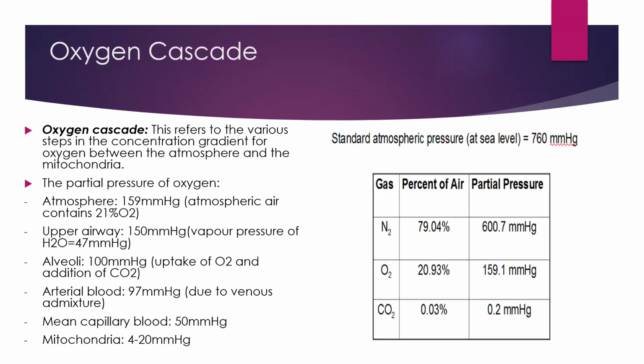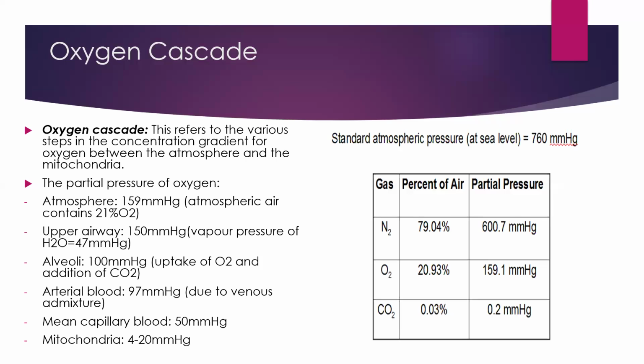One of the first things we need to remind ourselves regarding oxygen transport is what we call the oxygen cascade. This refers to the various steps in the concentration gradient for oxygen as it moves from the atmosphere to the mitochondrial level. And this is governed by Dalton's law of partial pressure, as we're going to see later on.